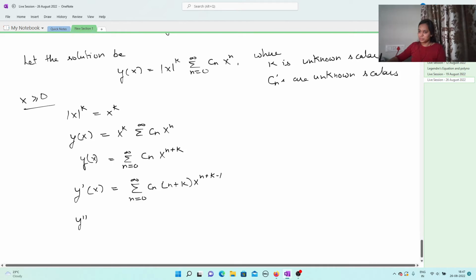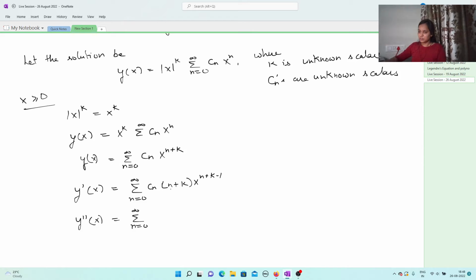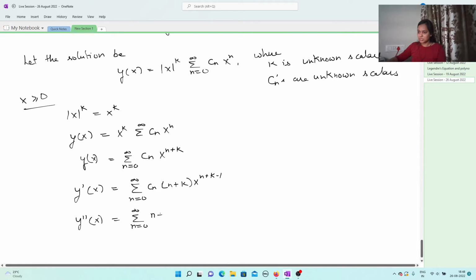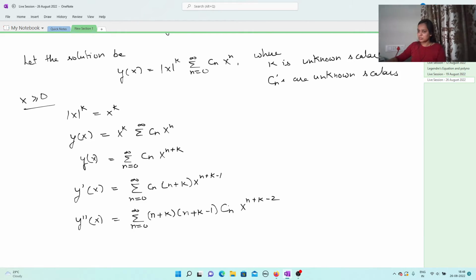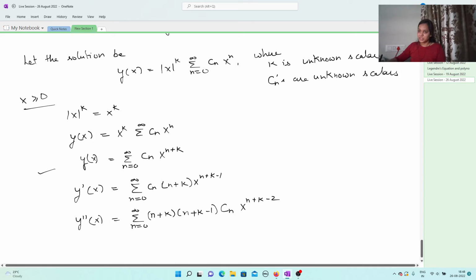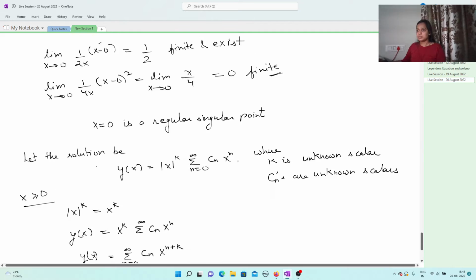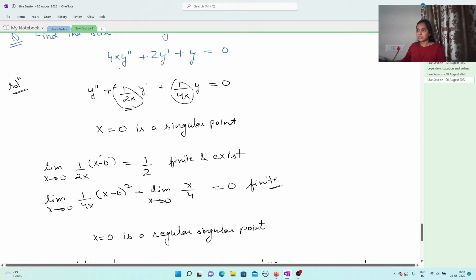And what y double dash x will become? It is summation n equals 0 to infinity. Now we have to differentiate this. So n plus k, it's already here. And now another term will come, n plus k minus 1, and coefficient Cn, and this becomes x to the power n plus k minus 2. Now you have y of x, y dash x, y double dash x in series form, and we place it in the given equation, this one.